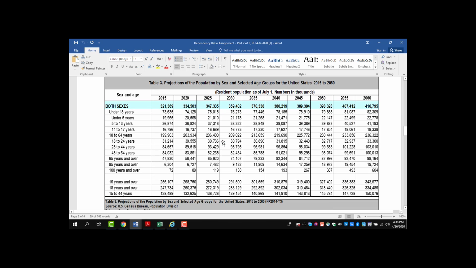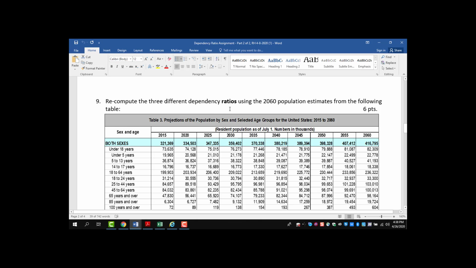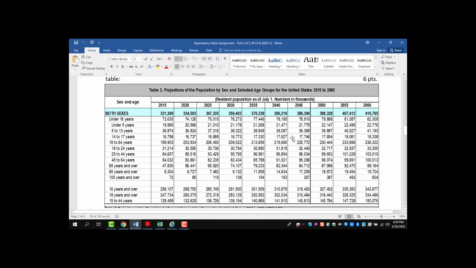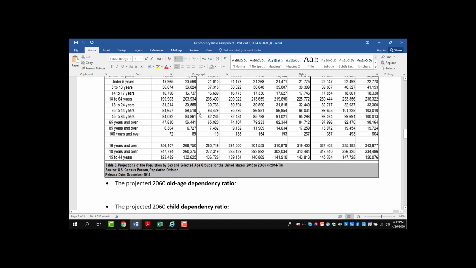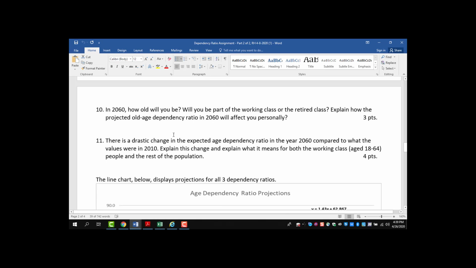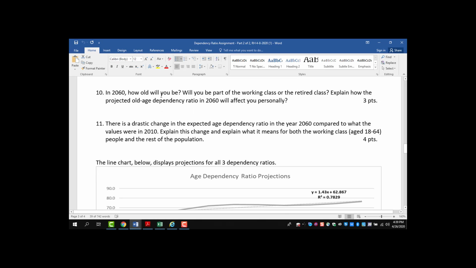All right, I don't know. Somebody said that this didn't show up, but there it is. So you can hit pause and look at it. Recompute the three different ratios using the 2060 population, 2060, right here. So you're just recomputing the ratios. You've already done that, so that shouldn't be very difficult. And how old will you be in 2060? Hopefully you can figure that out. What are you going to be part of? I don't know. Some of you are so young, in 2060 you're probably going to be middle-aged.